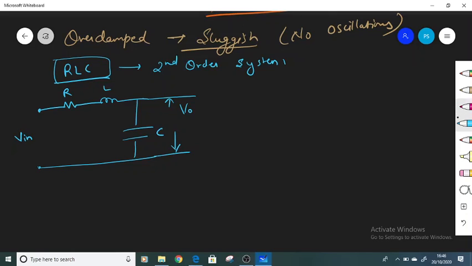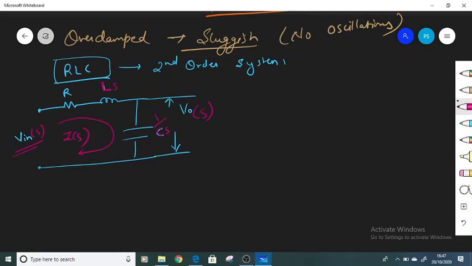If I want to take this in Laplace domain, because when we talk about control system, we take everything in Laplace domain, then I can write this as Ls, and I can write this as 1 divided by Cs. And the current that will be flowing in the circuit will be Is. Okay. Now I want to find out the transfer function for this system. My input is Vin(s), my output is V0(s).